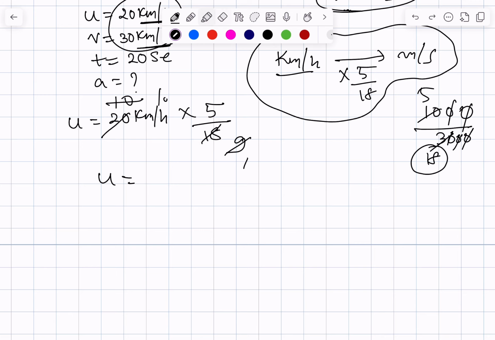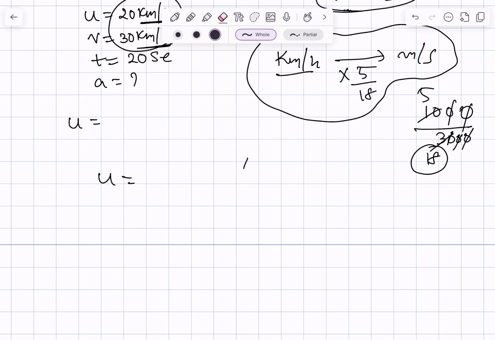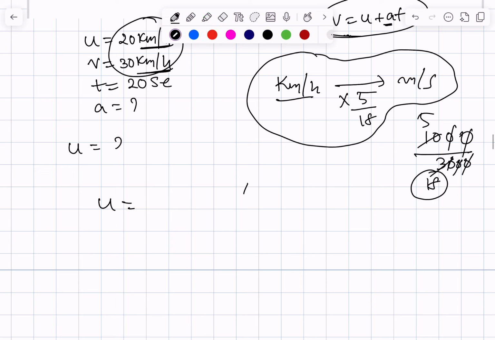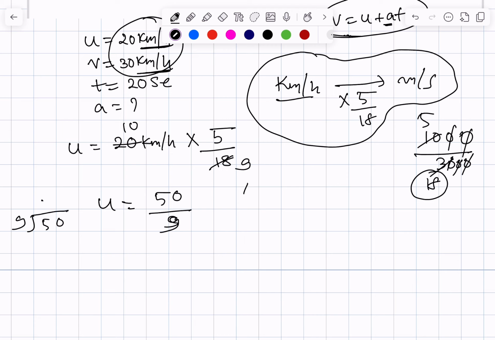So now I will just write it again so that you can be clear. Initial velocity was given as 20 kilometer per hour. I need to convert it in meter per second, so I just multiply it with 5 upon 18. This cancels with 9, so this will be 50 upon 9. Is it a U or a V that you've written? Yes, it's U. Okay. It will be 5.55 meter per second.